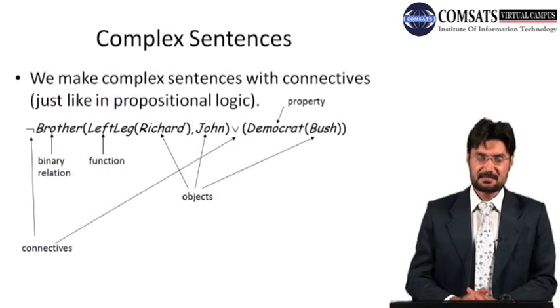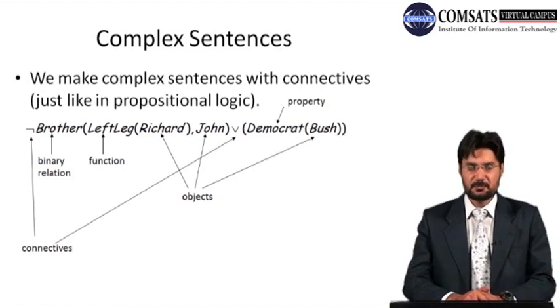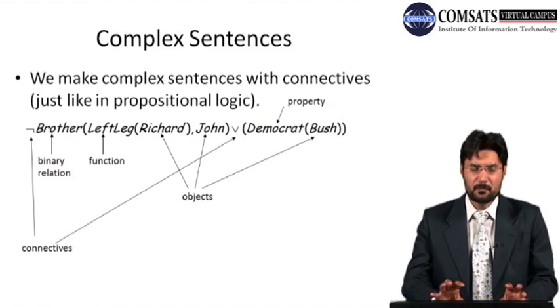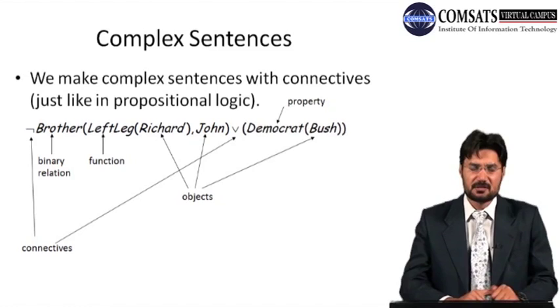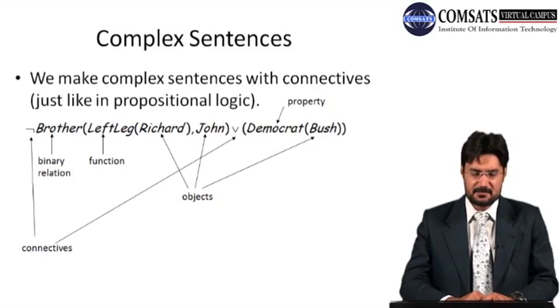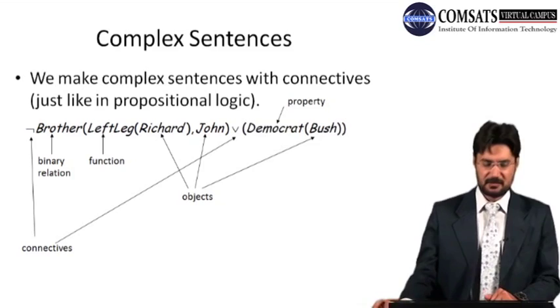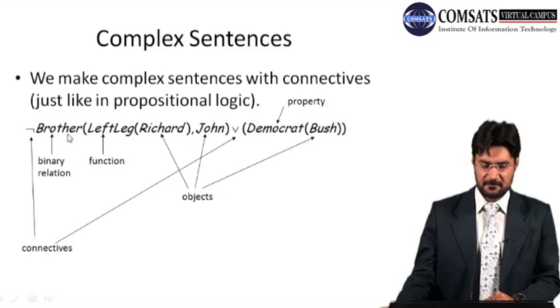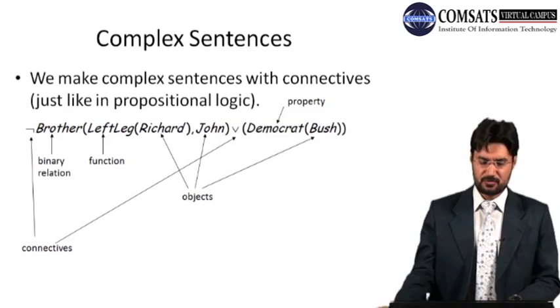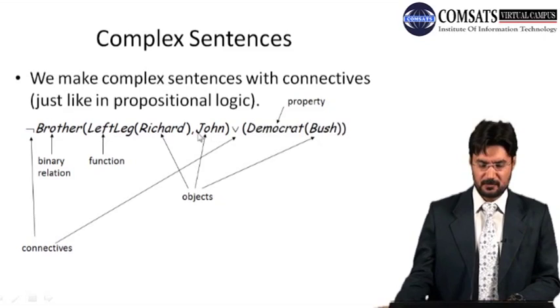Now we can make complex sentences. We make complex sentences with connectives, just like propositional logic. If we are using propositional logic, as I mentioned in the earlier slide, we can use operands, and if we have different operands and add the negation, we can also make different complex sentences. In the same way, we can also make complex sentences here. So here is a negation, and if there is a binary relation for brother, because brother will be between two objects or two persons, that's why we need to have two inputs for it.